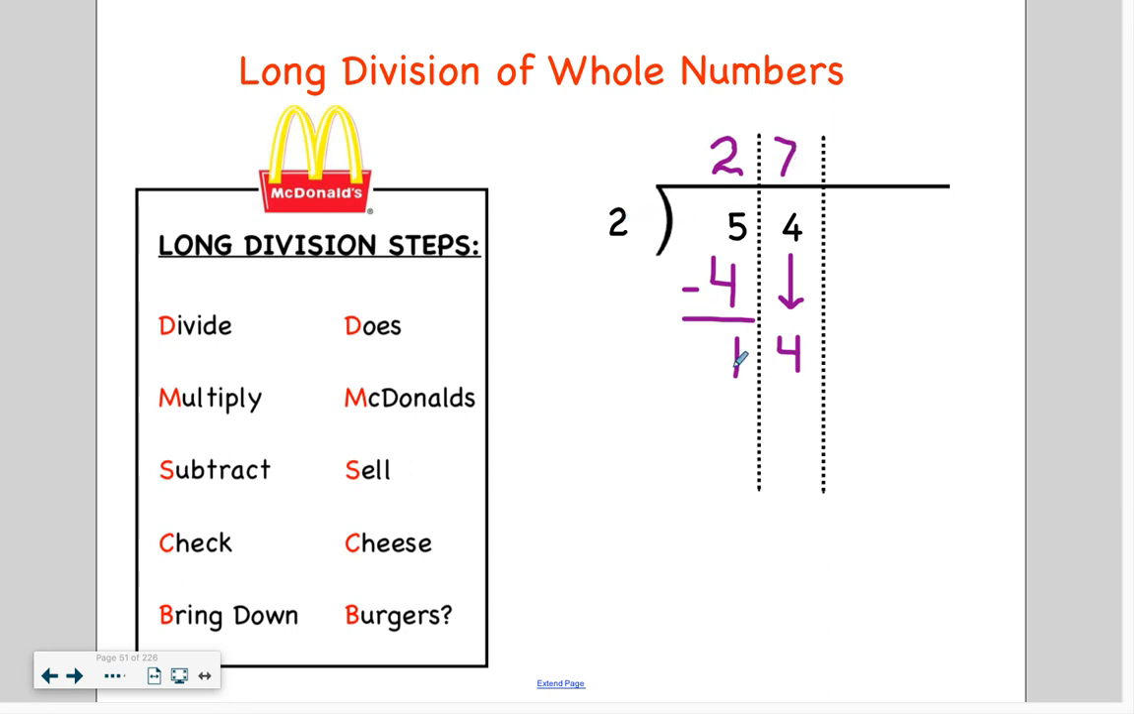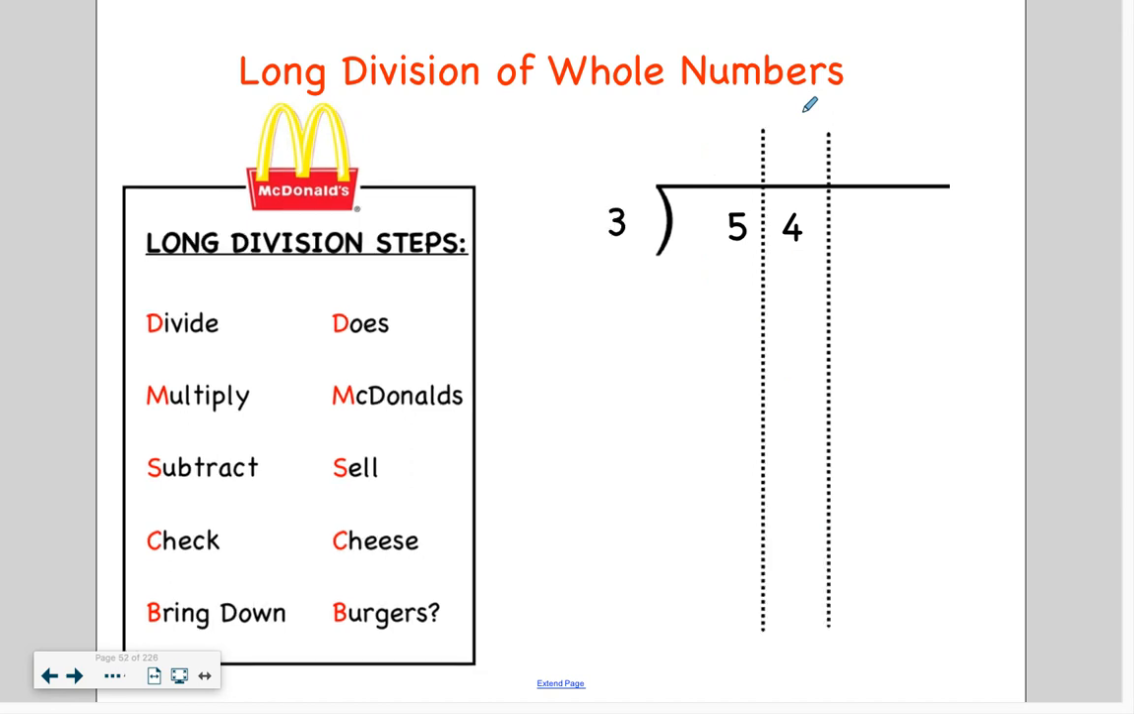Multiply. 7 times 2 is 14. Subtract. 14 minus 14 is 0. Check. Is 0 less than 2? Yes. There's nothing left to bring down. So our answer is 27. That means that 54 divided by 2 is 27. We'll now try 54 divided by 3.